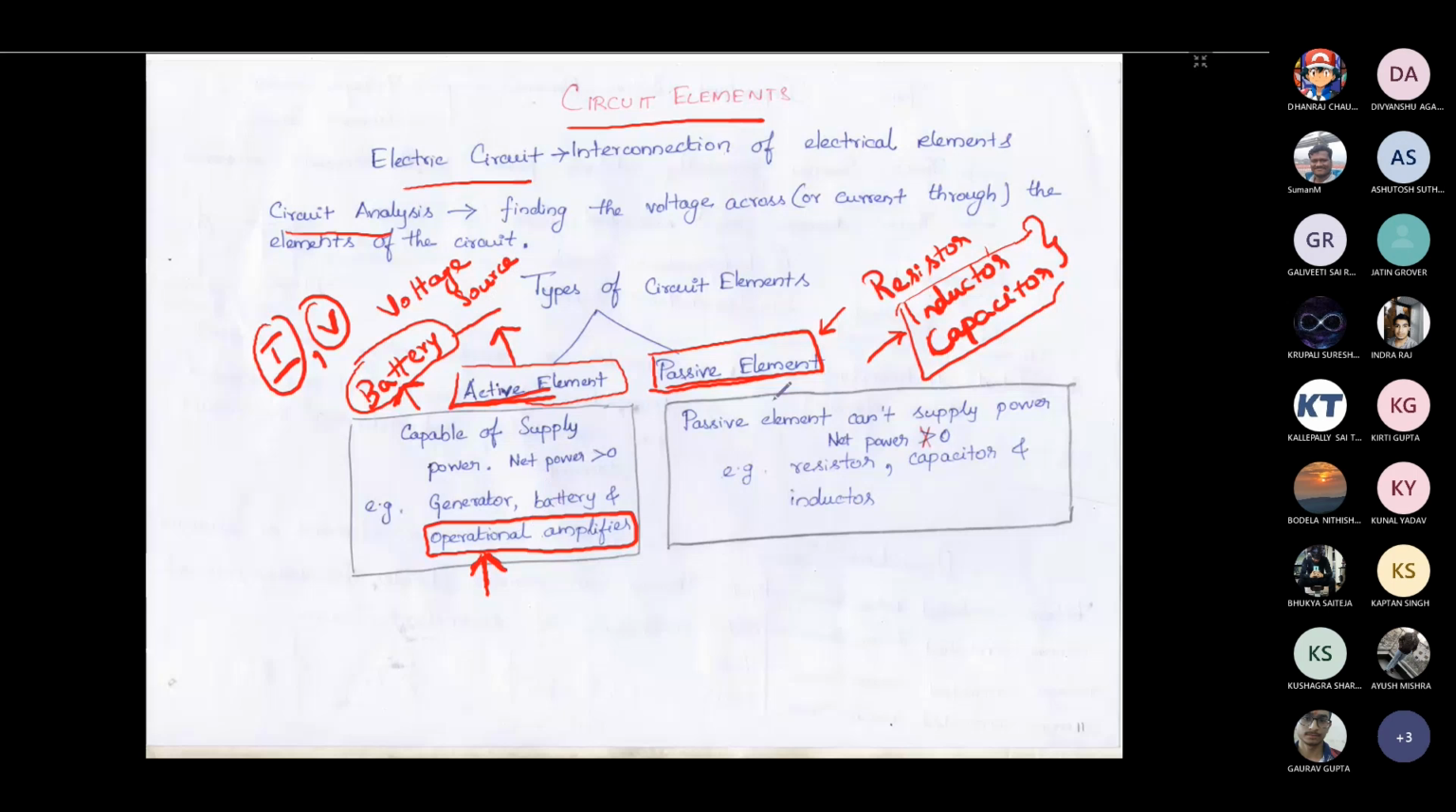Okay, and for passive element, the net power will not be greater than zero. Okay, the net power will be less than zero, means it always consumes power. An active element is going to supply power for certain period of time. Okay, so that is the basic difference.